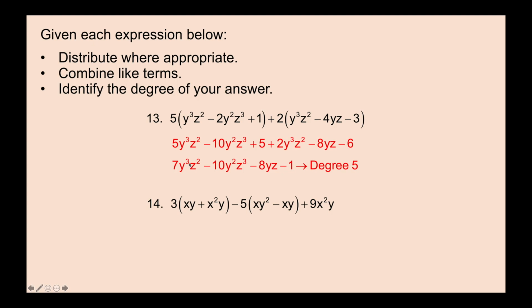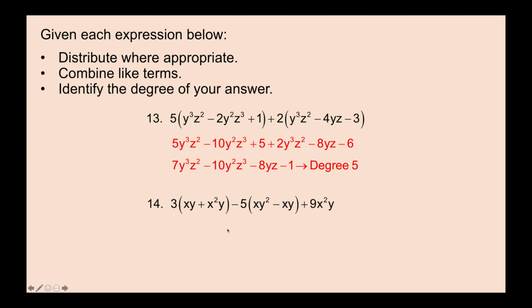Now, when I look at the degree, each individual one is what we're looking at. So this term has a degree of 5. This one has a degree of 2, this one would have a degree of 2, and then that one would have a degree of 0. But again, the highest one throughout the whole thing was 5, and so that becomes our degree.